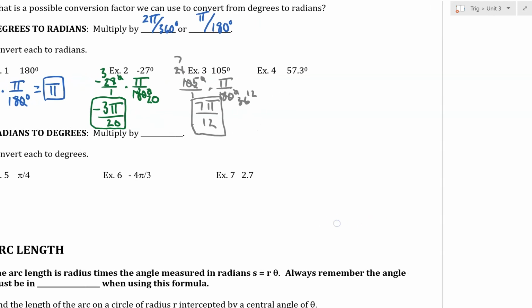This next one, 57.3 degrees, and we want to convert this to radians. So how are we going to convert this to radians? Well, we're going to have 57.3 degrees over 1 times pi over 180 degrees. Keeping in mind that there's nothing I can really simplify with that decimal, so I would be saying it's 57.3 degrees pi over 180 degrees. The degree symbols are going to go away.